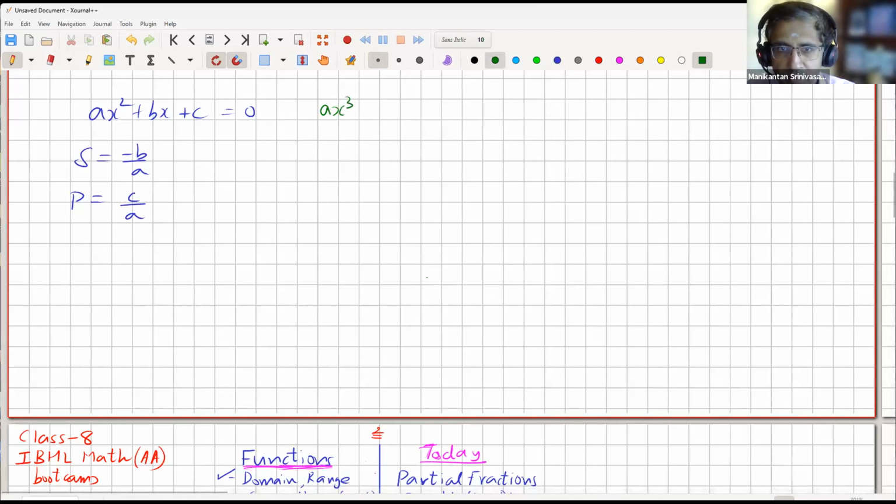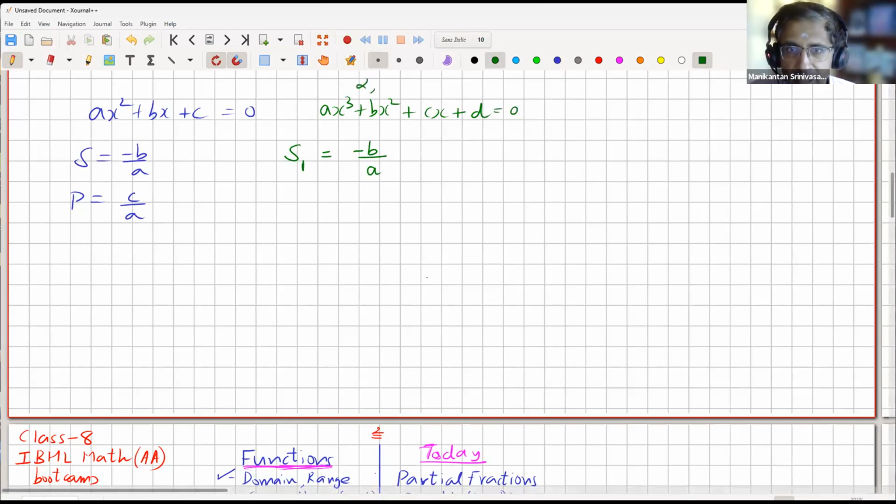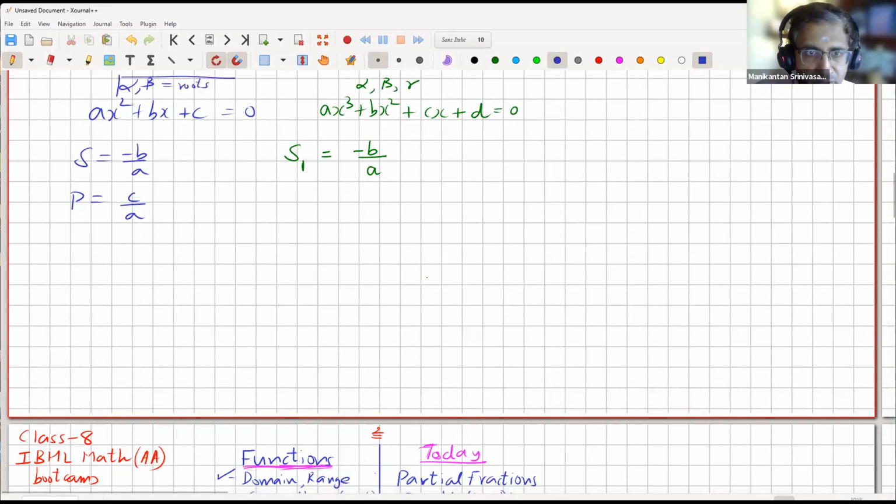Suppose I have ax cubed plus bx square plus cx plus d. Okay. So now the sum, I'll put S1 here. S1 is -b by a. The first sum is -b by a. What do you mean by the first sum? Let's say alpha, beta, and gamma are the roots of this. Just like for the quadratic, we have alpha and beta as the roots. So for a cubic, there'll be 3 roots: alpha, beta, and gamma.